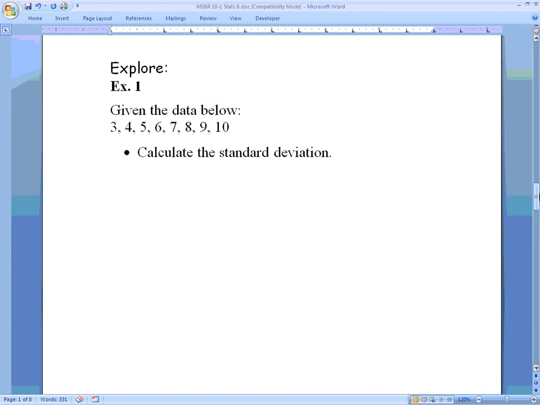So I have a small set of data here, and I want to show how to find standard deviation. Again, I'm going to write our formula down. S equals the square root of sigma, x minus the mean, quantity squared, all over n. We have these 8 numbers here, 3 through 10, and we're trying to find the standard deviation.